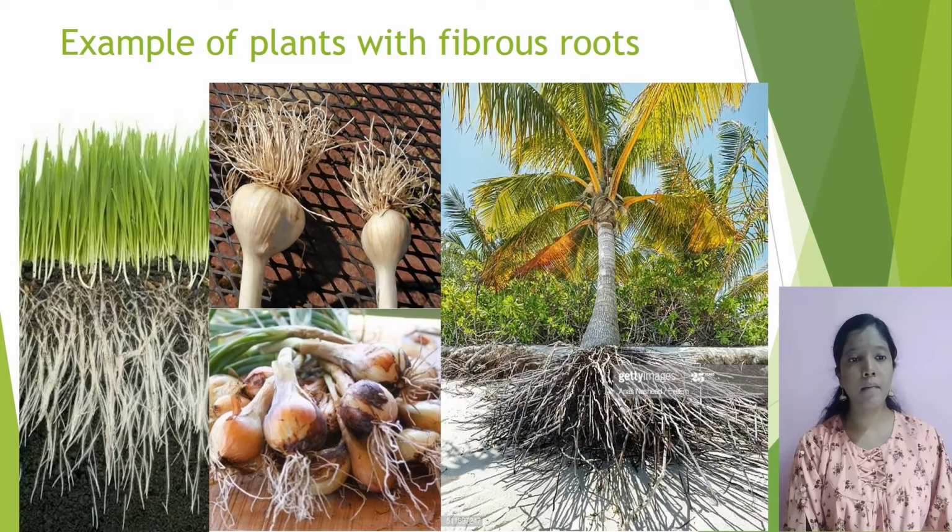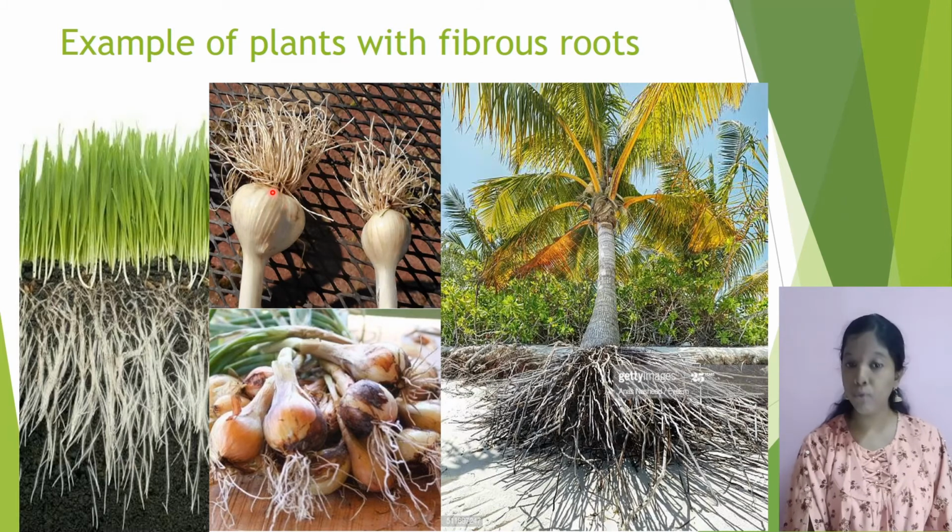The next examples are plants with fibrous roots. So here the first example is grass. You can see that there are thin hair-like structures present below, and this is because the length of grass is very less, so it does not need a lot of water and nutrients. It does not need to go deep inside the soil.